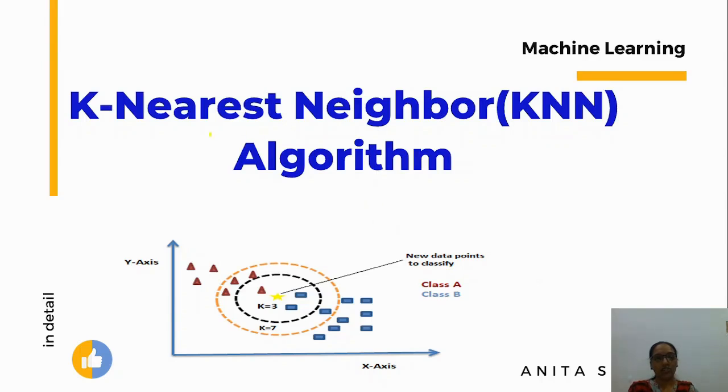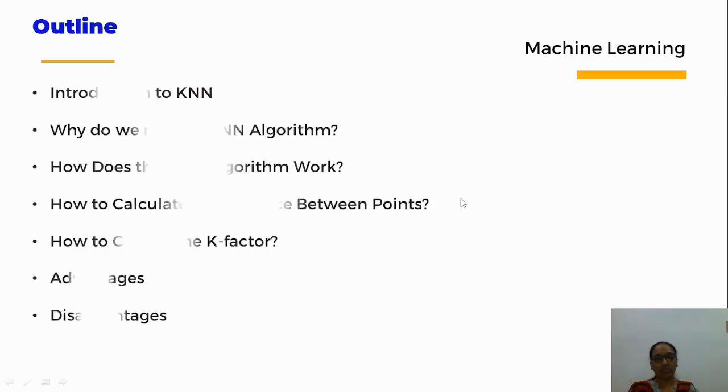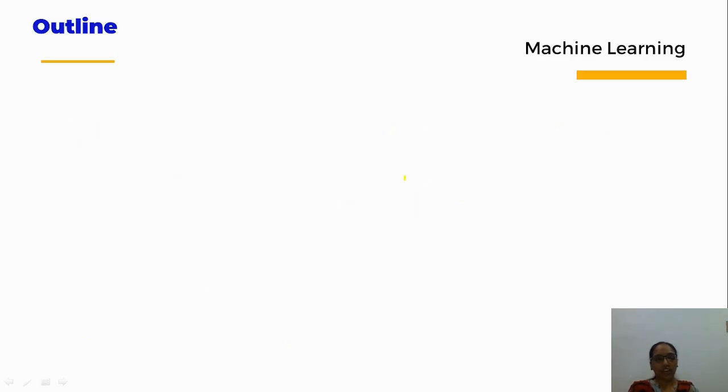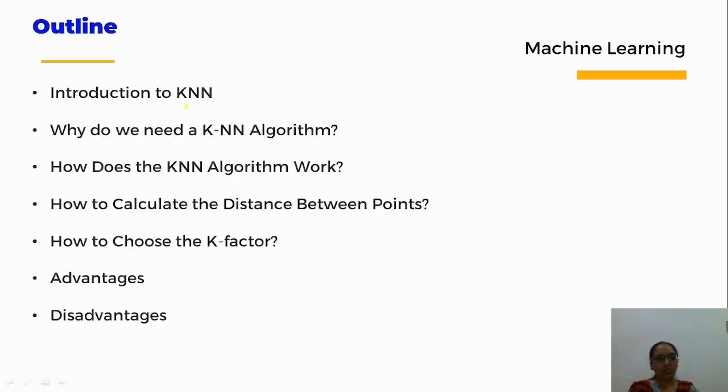In this video, we will understand the k nearest neighbor algorithm in detail. So, in this video, we will understand the introduction to the KNN. Then we will see why we need the KNN algorithm. Then we will see the KNN algorithm working. Then how to calculate the distance between the 2 points, how to choose the k value, and then we will see the advantages and the disadvantages of the KNN.